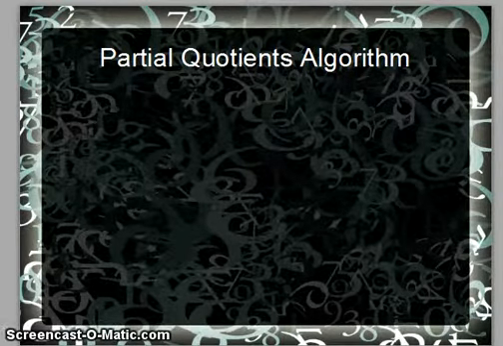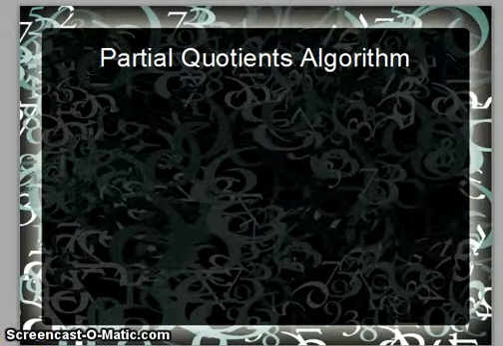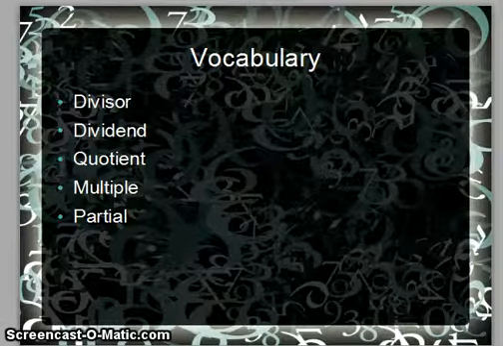The partial quotient algorithm is another strategy that you can use to figure out how to divide a large digit number, which is usually a 2, 3, or 4-digit number. Here are some vocabulary words that you will need to remember while learning this new strategy.